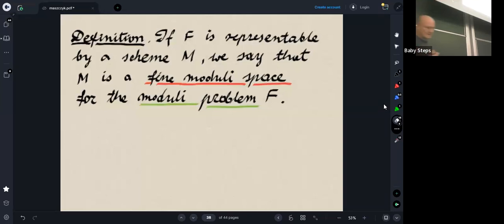So we have the following definition. If F is representable by a scheme M, then thinking about this problem as a kind of classification problem, we say that this representing object M is a fine moduli space for the moduli problem equivalent to the choice of this functor F.